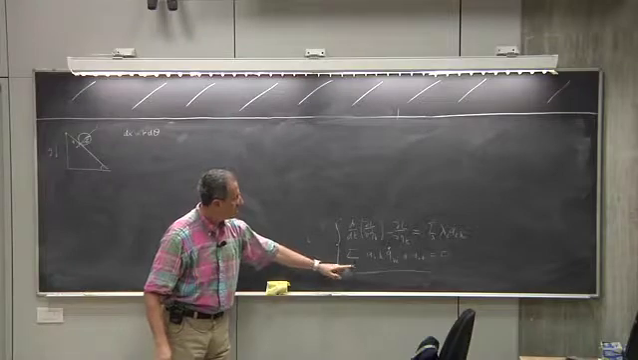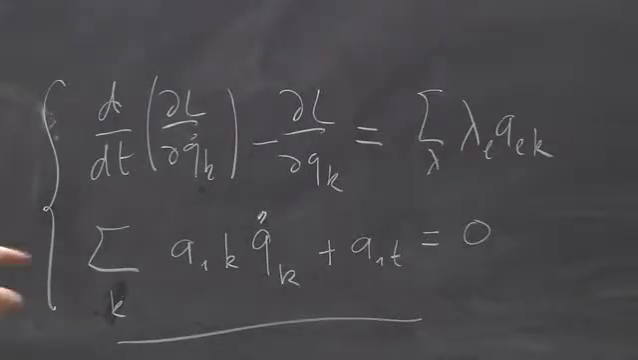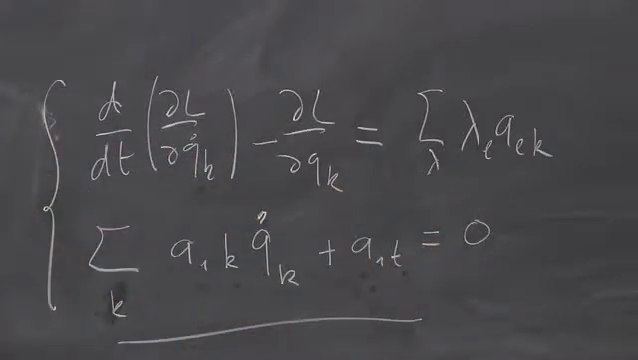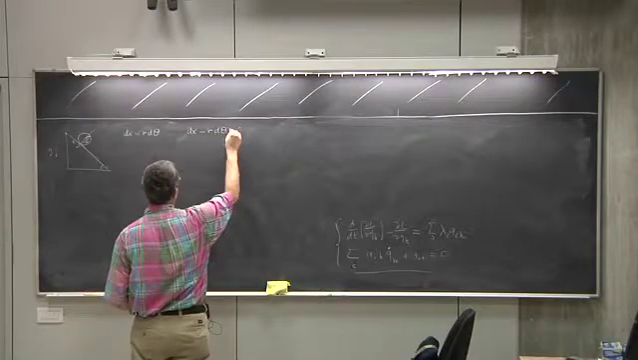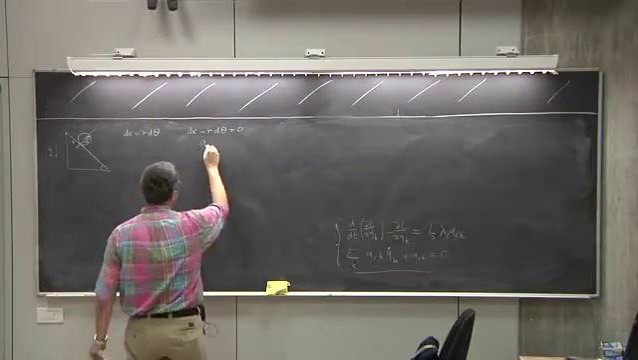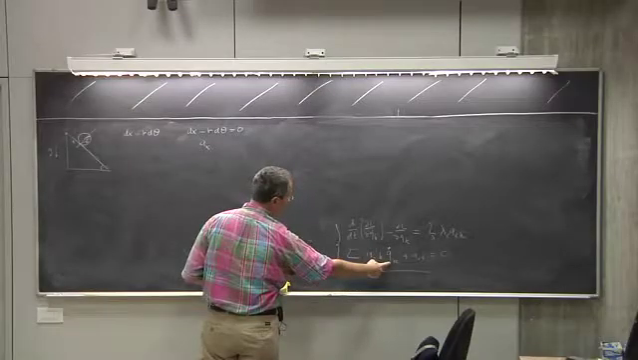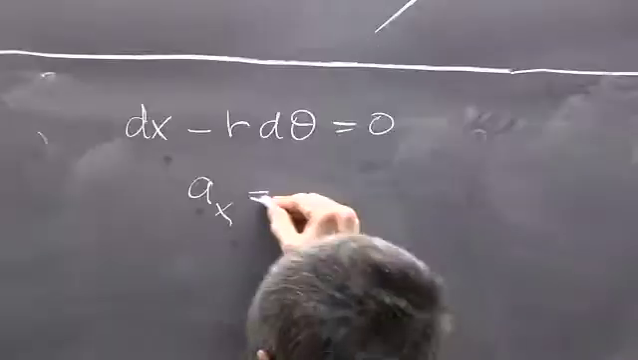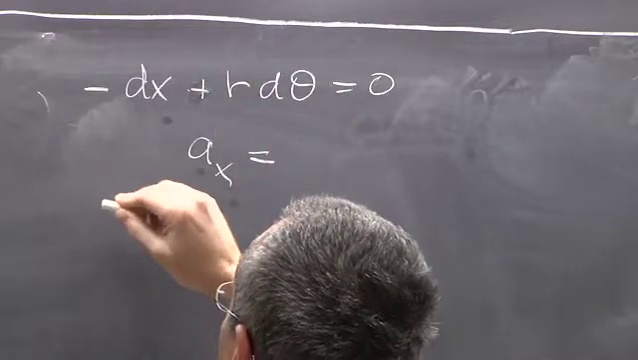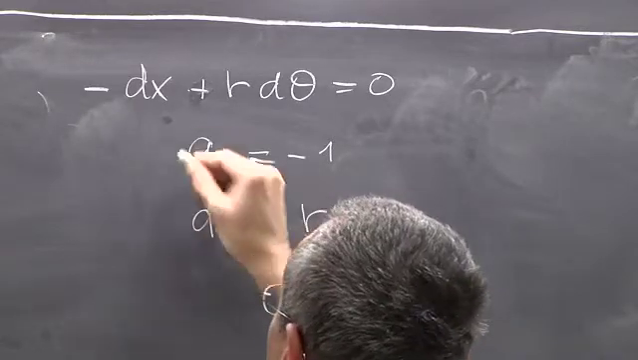Of course, it's a very simple case in which k is just equal to 1. I just have two terms here. In fact, I can determine this constant that I call a_ik or a_it. Well, a_it is 0 because there is no explicit time dependence. And I can write this in the form dx minus r d theta equal to 0. So now I decide to call the coordinates x and theta. The coefficient of the x dot term, a_x, is equal to minus 1, and a_theta is equal to r.